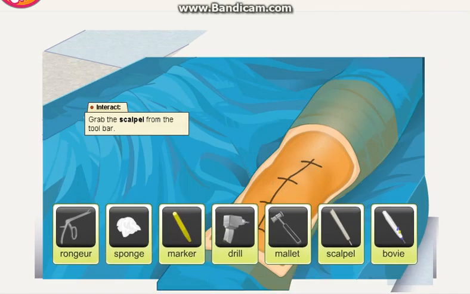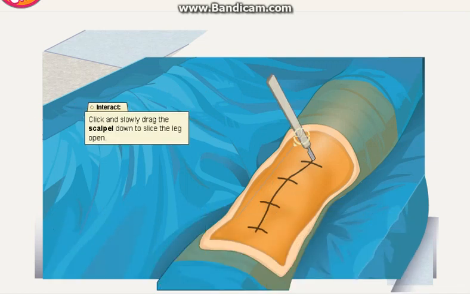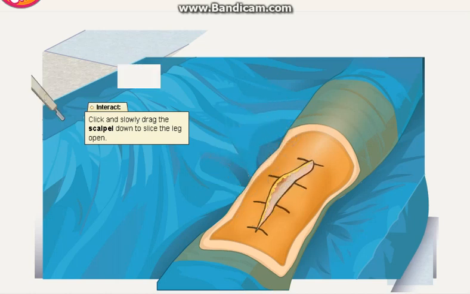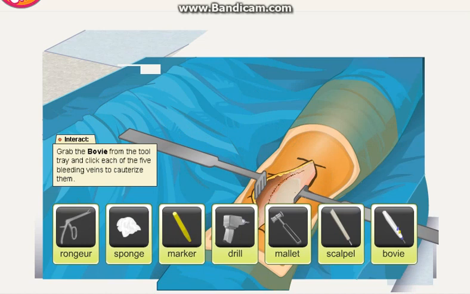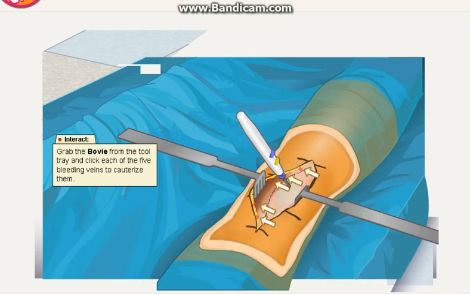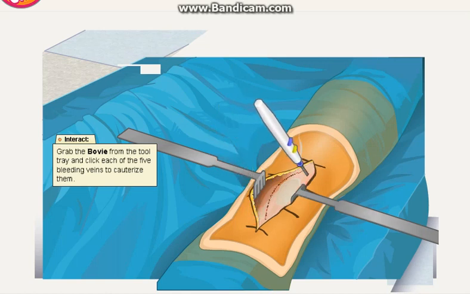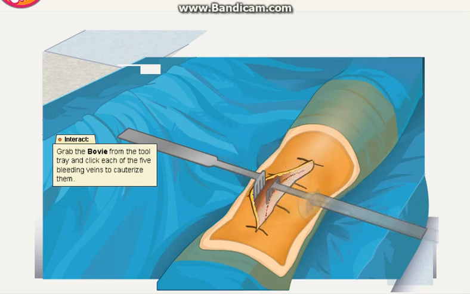Take the scalpel and cut the skin following your markings. Let's use the Bovie pencil to cauterize the veins. This will help decrease blood flow into the surgical field. The rake retractors fold the skin and tissue out of the way, exposing our patient's knee.